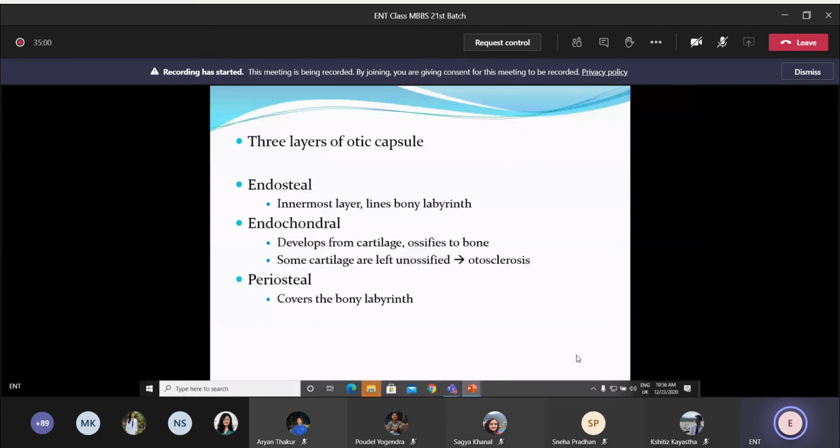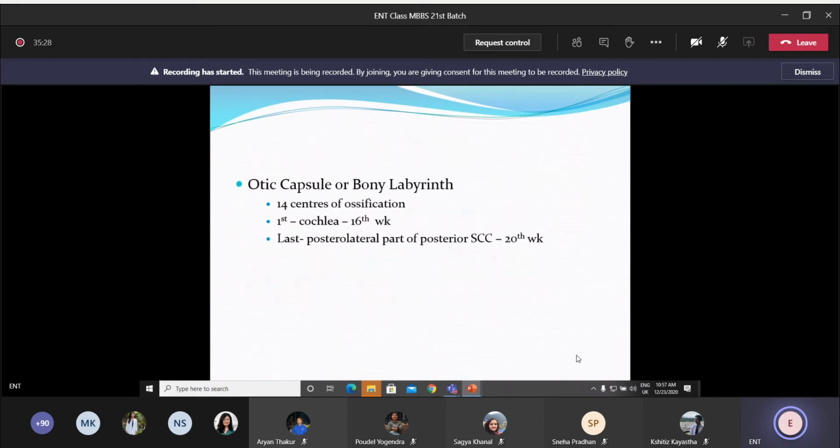I'm just recapitulating, okay? And those 3 layers are the endosteal layer, the innermost layer, the endochondrial layer that develops from the cartilage and ossifies to bone, and the cartilage which remains unossified gives rise to new bone formation leading to otosclerosis, and the periosteal layer which covers the bony labyrinth.